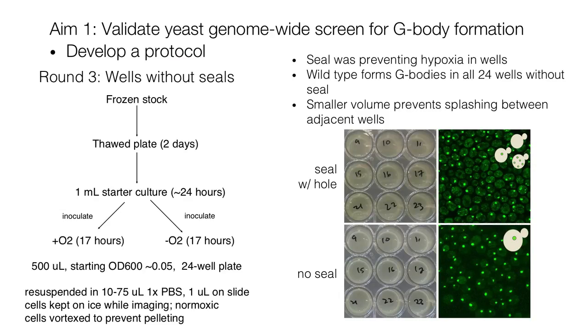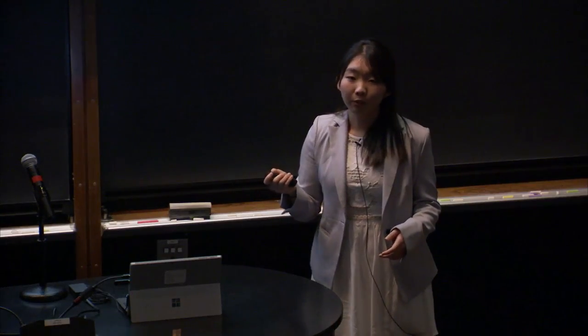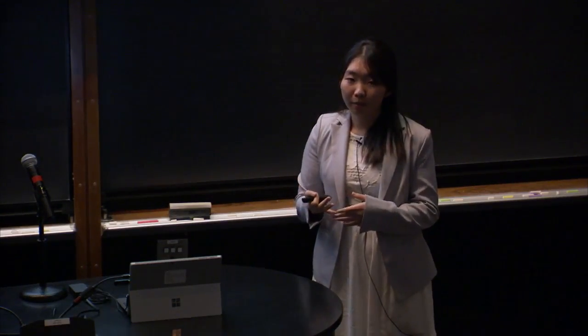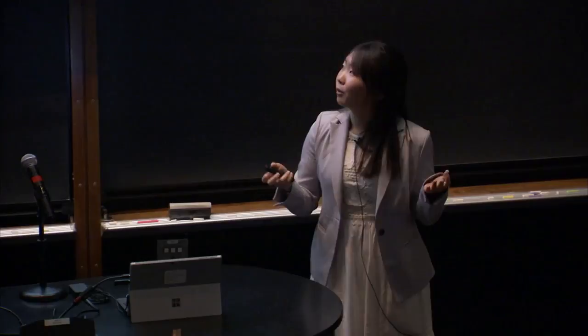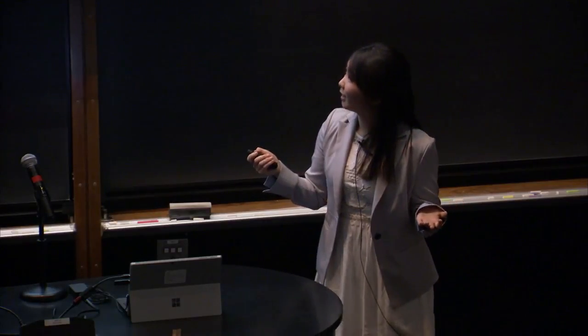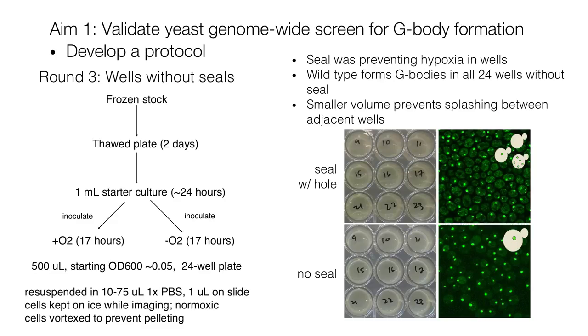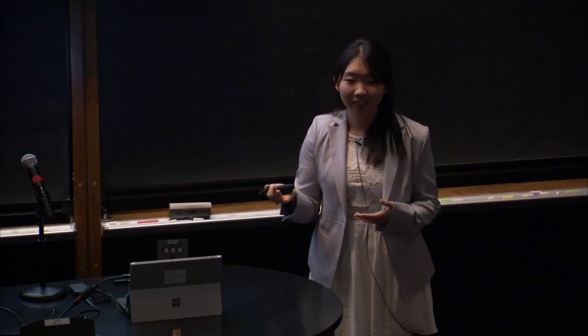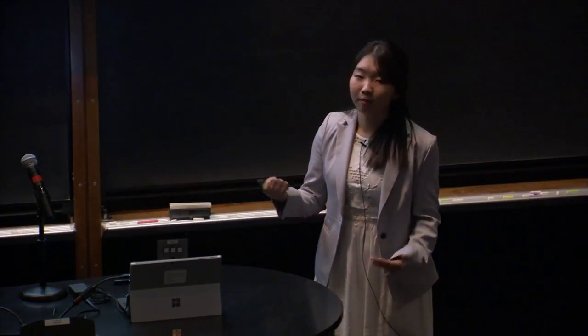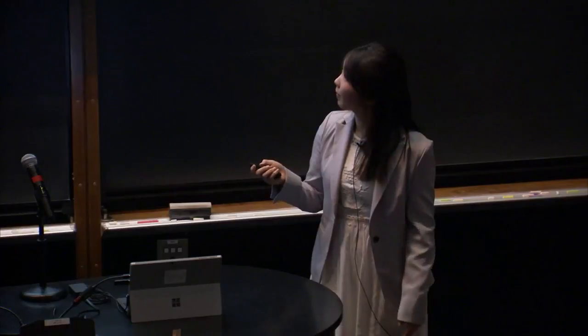The problem with this protocol, so I was using 24-well plates and I put a seal to prevent cross-contamination since it's in the shaker. The problem was that my positive control, which is the wild type, which if you'll remember has 1 G-body per cell, was not performing consistently. Some days I would have no G-bodies in any of the cells, some days I would have fracturing, some days I would have what I wanted. Because my control wasn't consistent, I couldn't trust the rest of my results.